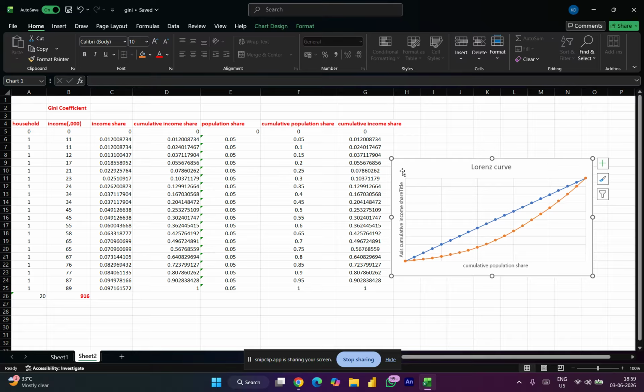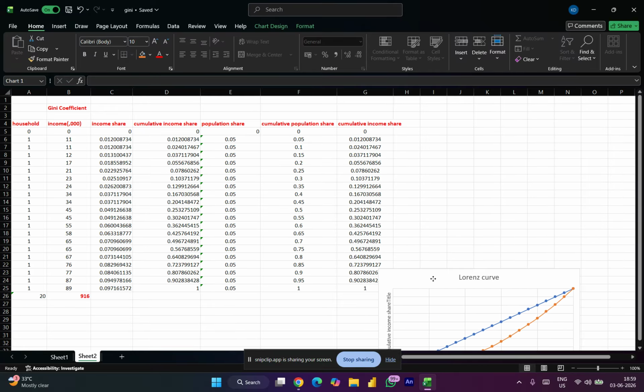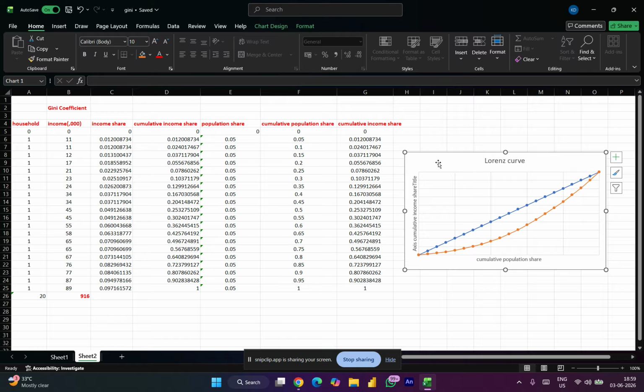So now, what we have to calculate? We have to calculate the area below this Lorenz curve, because we know the total area is 1. The diagonal divides the total area into two equal portions. So above the straight line of equality is 0.5, below the straight line of equality is 0.5. Now we are going to calculate the area below this Lorenz curve. How can we do it?